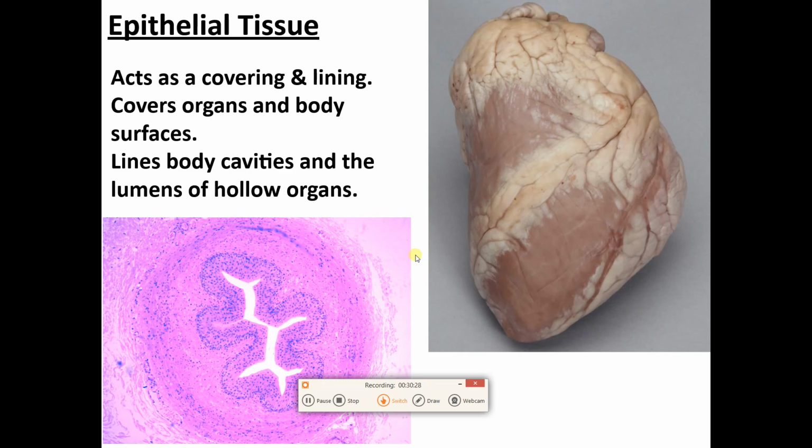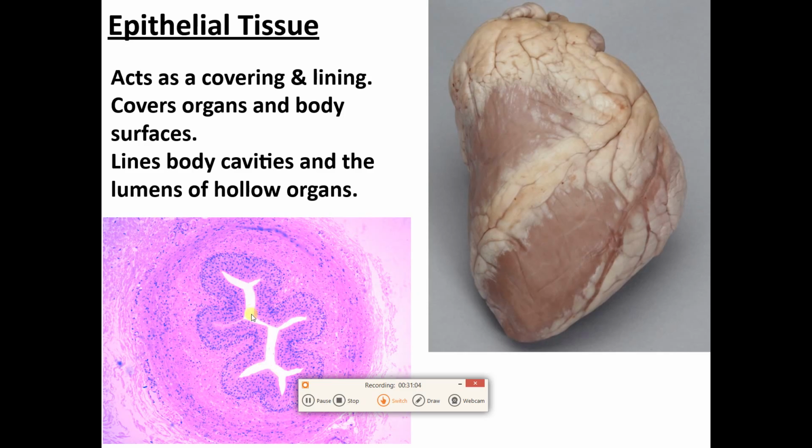Epithelial tissue is a covering and a lining. So if you look at the outside of any organ, or if you look in a mirror at yourself, or you look at your skin, I'm looking at the palms of my hands right now. I am looking at epithelial tissue. This is a heart over here. This is epithelial tissue that you're looking at, that my cursor is going over. This here is a transverse cut through what looks to be a urethra here.